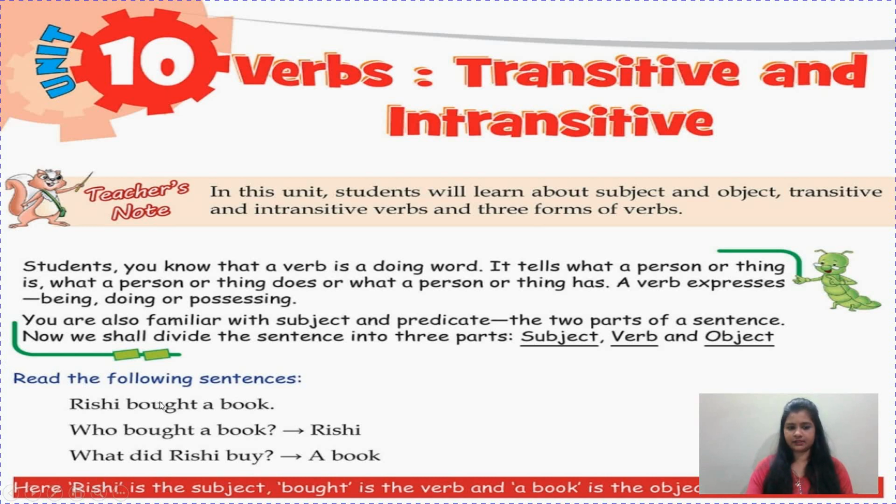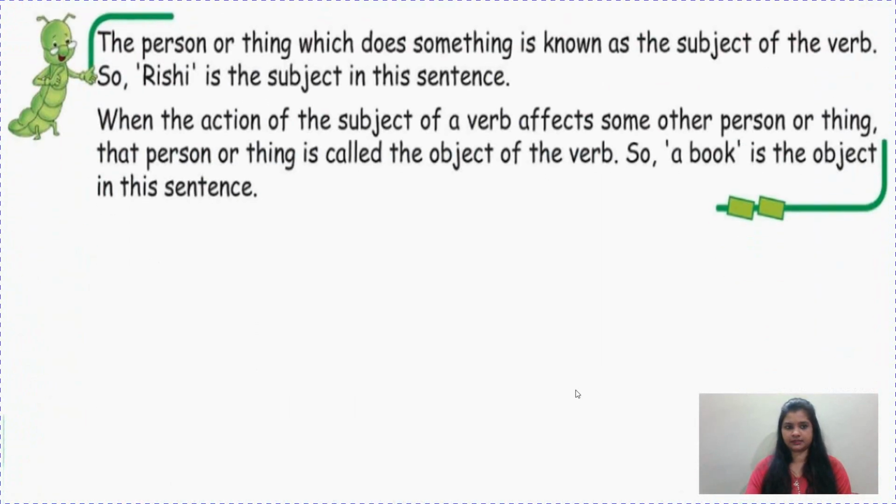Read the following sentence. Rishi bought a book. Who bought a book? Rishi. So he is a doer. We are talking about Rishi. So he will be the subject. And what did Rishi buy? A book. A book is a receiver. So it will be an object. So here Rishi is the subject, bought is the verb, and a book is the object in this sentence.